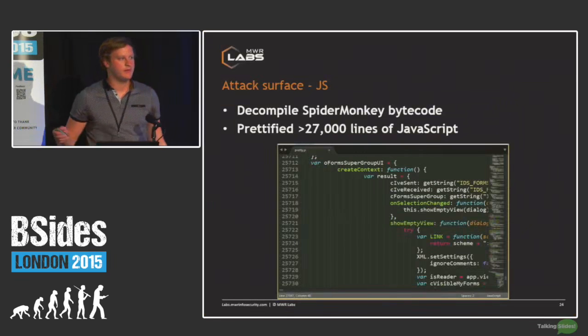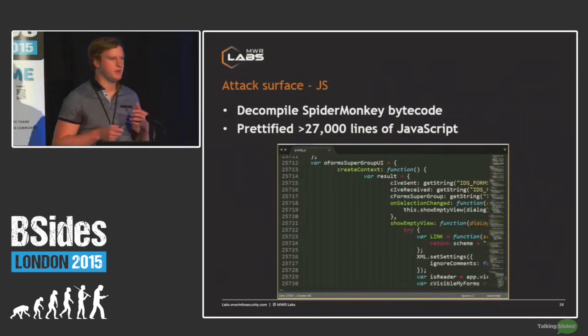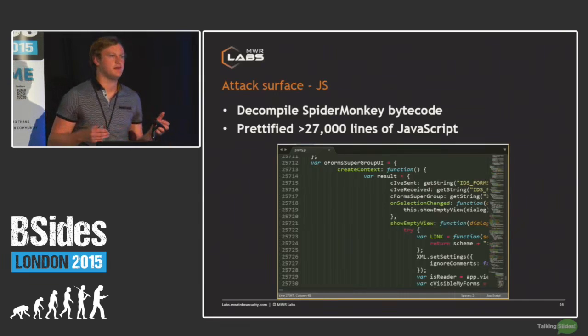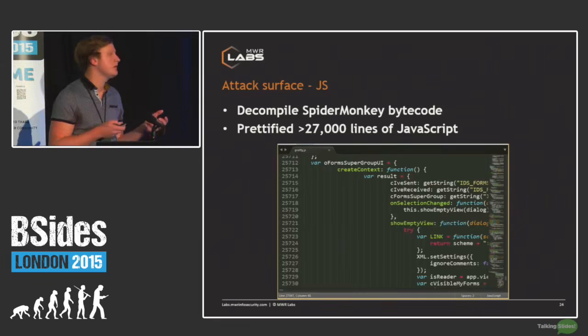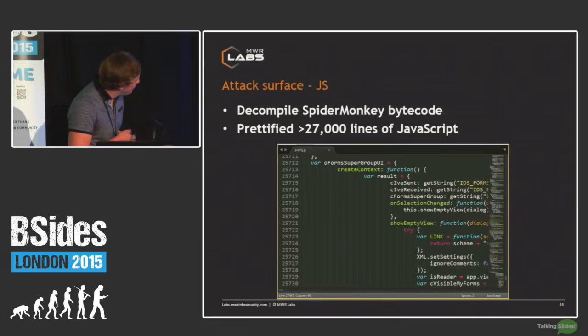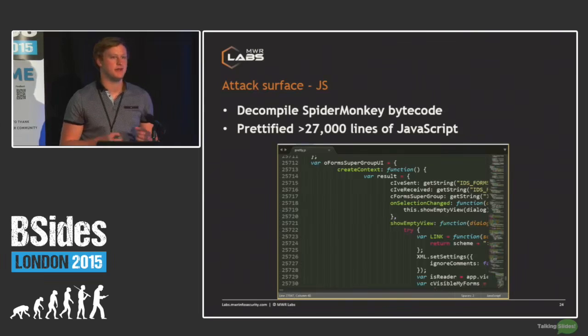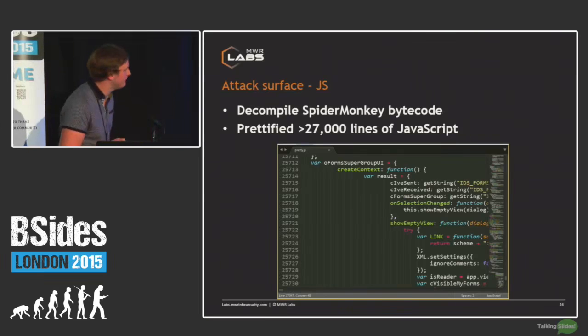A final point on the JavaScript API. We'll touch upon some of the security considerations with the JavaScript API a little bit later in the presentation. But I mentioned you can decompile the SpiderMonkey bytecode. If you follow the steps in the tool which was released in the life of a JavaScript bug, this will enable you to do this. When you do this and prettify the JavaScript, you end up with 27,000 lines of code which are present within Adobe Reader as standard when you install the product.